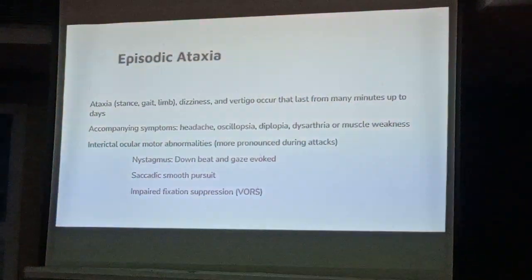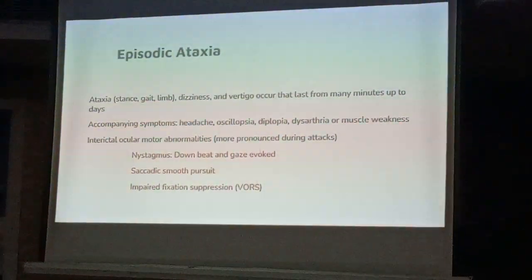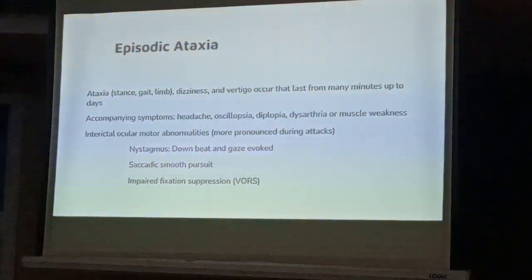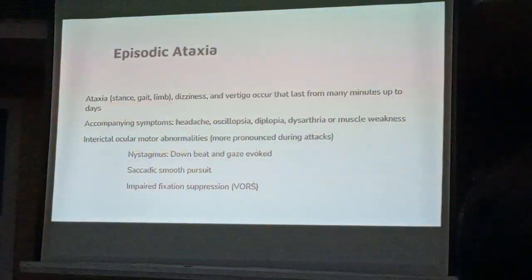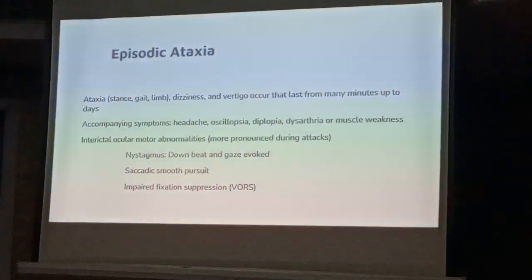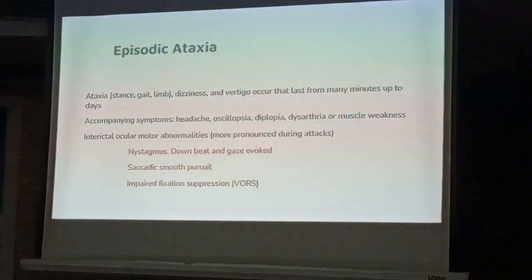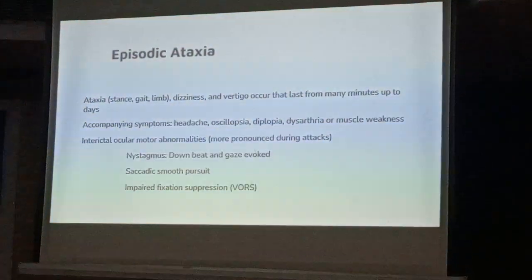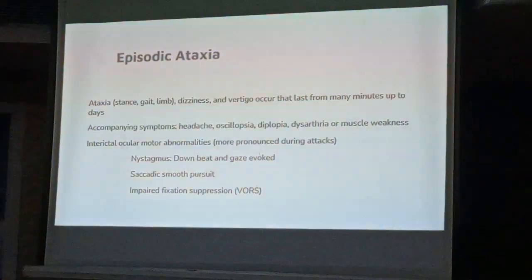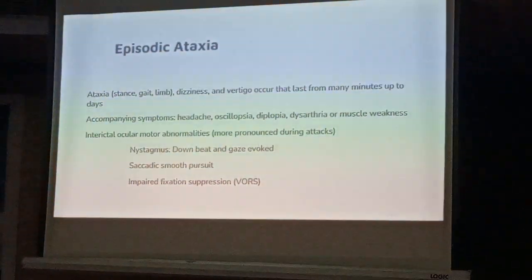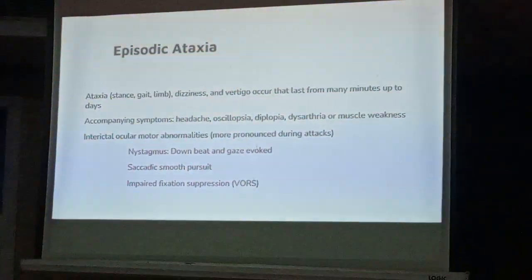Next, a little more uncommon is episodic ataxia. If episodic ataxia presents normally, they will have oscillopsia, diplopia, dysarthria, muscle weakness and all. So we'll definitely think of stroke and we'll take an MRI. MRI will be normal, and then the neurologist may make the diagnosis. But sometimes it will be only vertigo. In that case, between these episodes, these patients will have some oculomotor abnormalities.